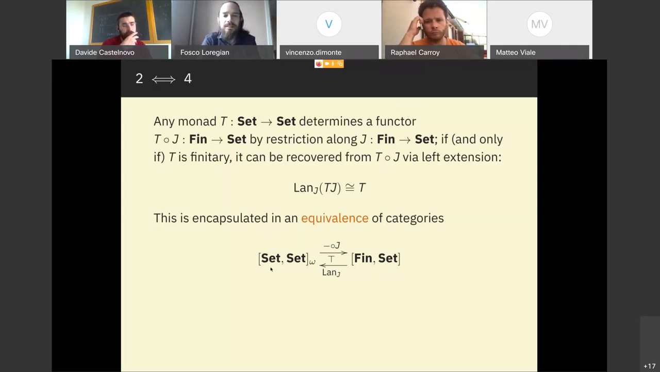Now, this category, Set Set without omega, is a monoidal category. And monoids in a category of endofunctors, that's the usual mantra about monads, they are exactly monoids inside this monoidal category. The monoidal structure is just composition of functors. So if I restrict to finitary endofunctors, well, the composition of finitary endofunctors is still finitary. So monoids stay there, the category is closed under the monoidal structure. So I can look at finitary monads as exactly the internal monoids in the category of finitary functors.